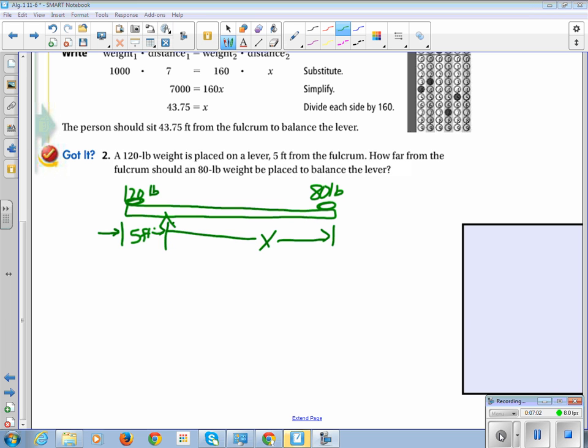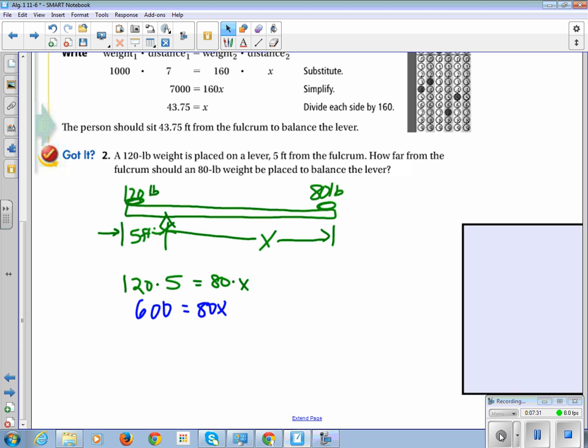We're going to use the same method that was up here. They did 120 times 5 equals 80 times x. We're just using the same pattern as they used above. 120 times 5, I think that is 600, because 12 times 5 is 60, and then we put another 0.